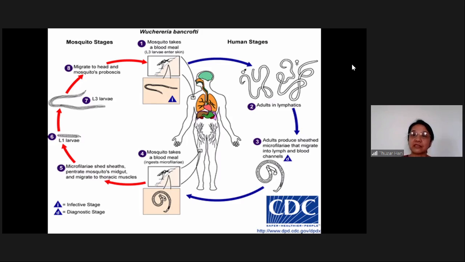So in the case of classical filariasis, it usually presents with the lymphatic system: lymphangitis, because of the inflammation, lymphedema, and then lymphadenitis. These signs and symptoms are related to the adult worms, not because of the larva, not because of the microfilaria.